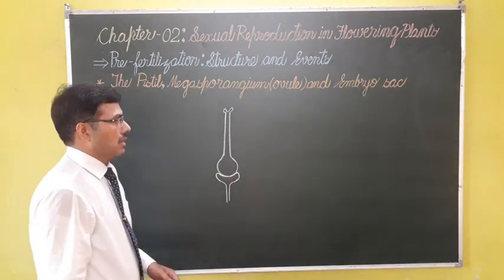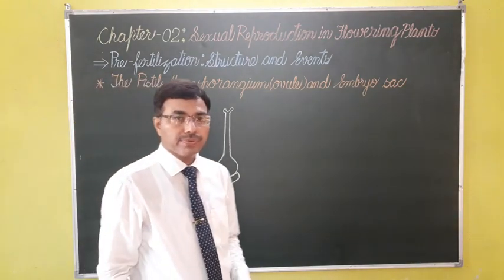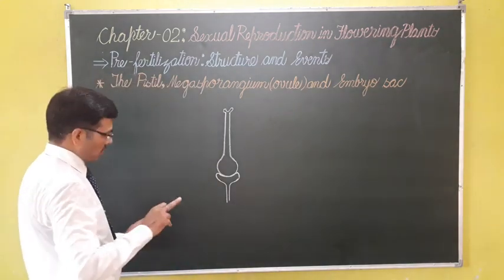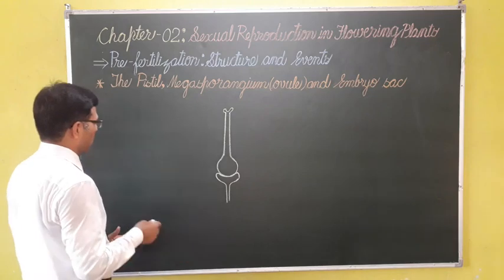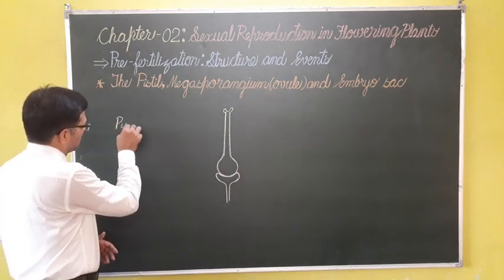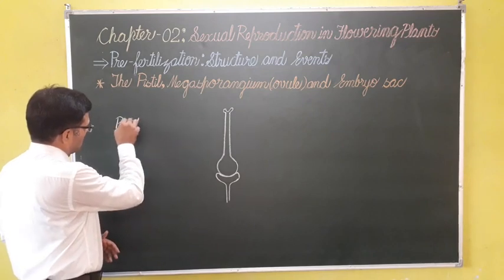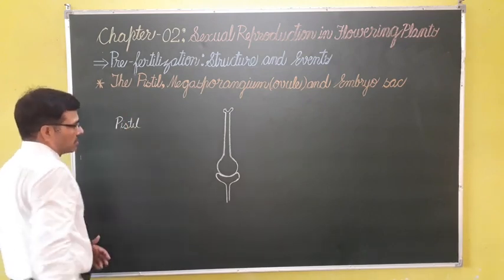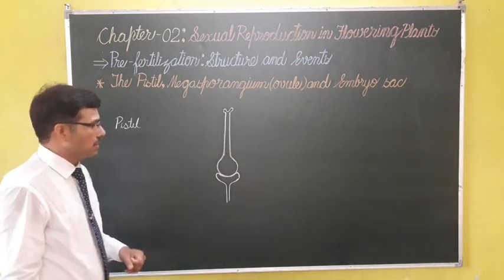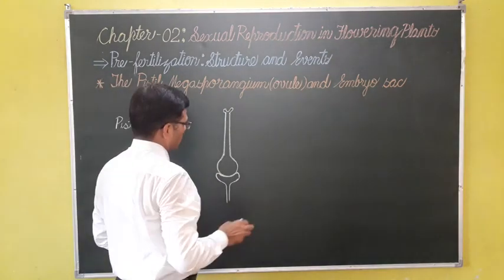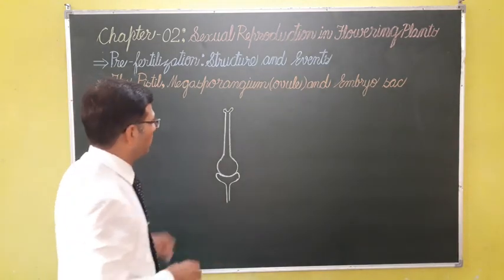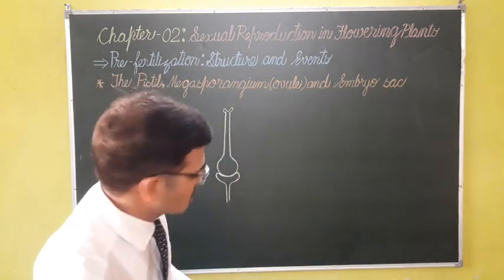Students, gynoecium is actually made up of pistil, one or more than one pistils. Gynoecium is made up of pistil. This pistil is also called carpel. Now, this is a single pistil.